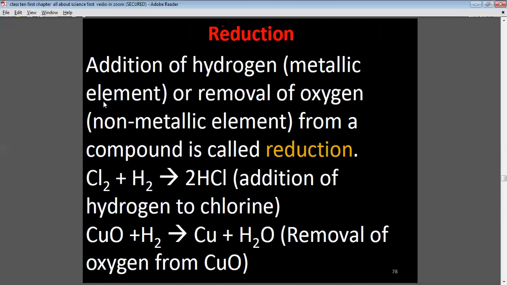Reduction reaction. Addition of hydrogen or removal of oxygen from a compound is called a reduction reaction. For example, chlorine reacts with hydrogen, and there is a formation of two molecules of HCl. And one more example, copper oxide reacts with hydrogen. Copper plus water is formed. There is a removal of oxygen from copper oxide.